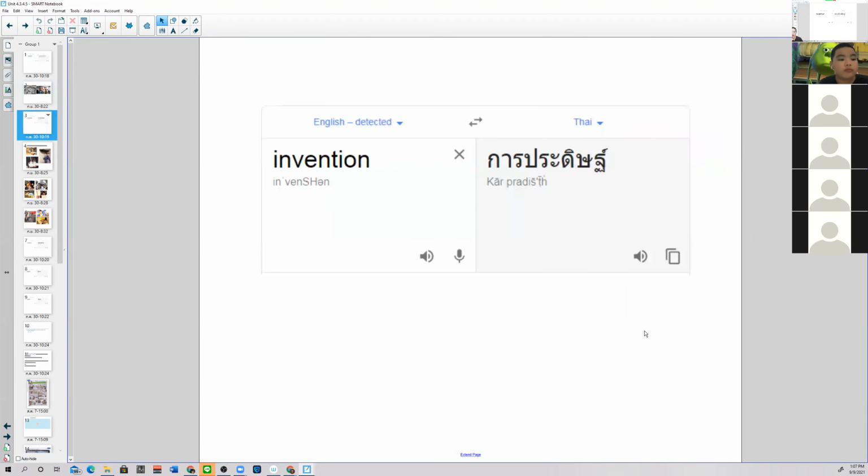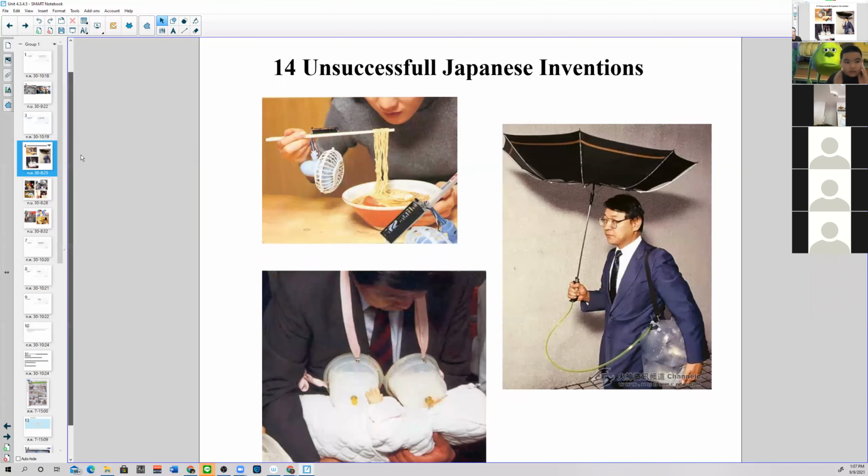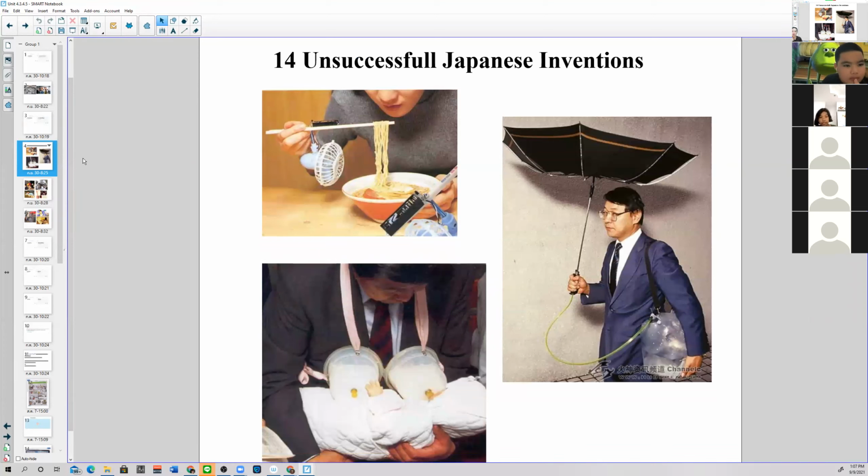The next word is invention. Invention is the thing that the inventor has invented. Understand? That's an invention. Here's some funny stuff: 14 unsuccessful Japanese inventions. So these are a flop, not a flip.